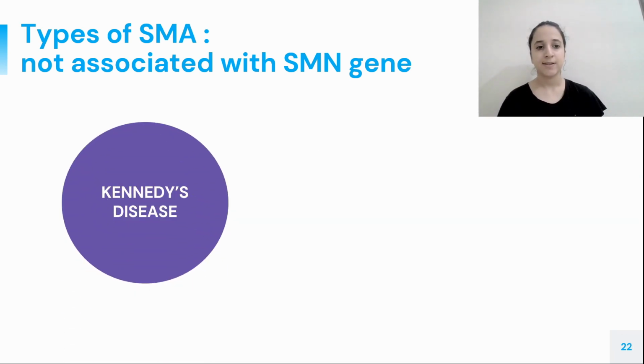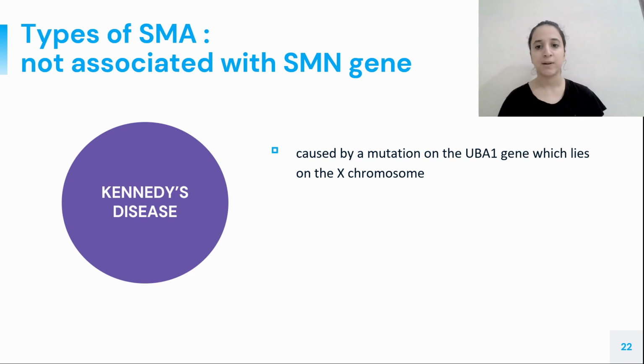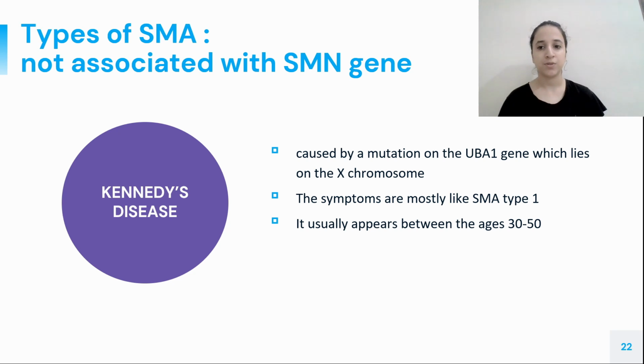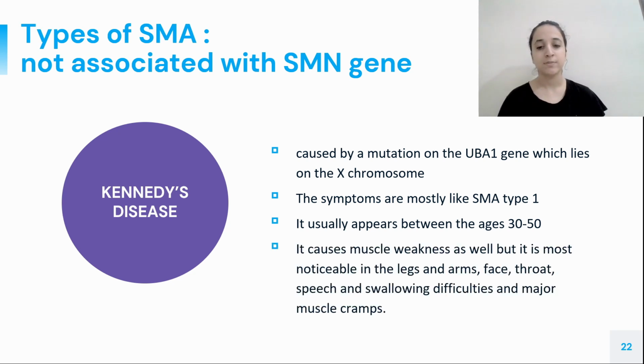The second type is Kennedy's disease. It is caused by a mutation on the UBA1 gene, which lies on the X chromosome. The symptoms are mostly like SMA type 1. It usually appears between the ages of 30 to 50 years. It causes muscle weakness as well, but the weakness is mostly noticeable in the legs, arms, face, and throat, with speech and swallowing difficulties, and major muscle cramps are observed.